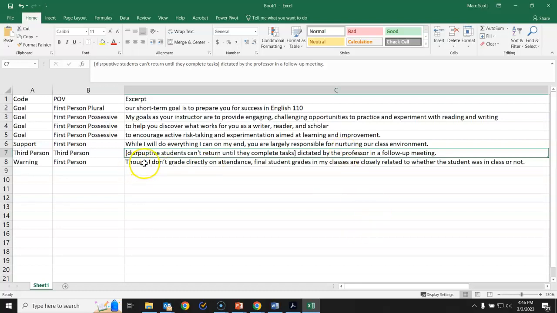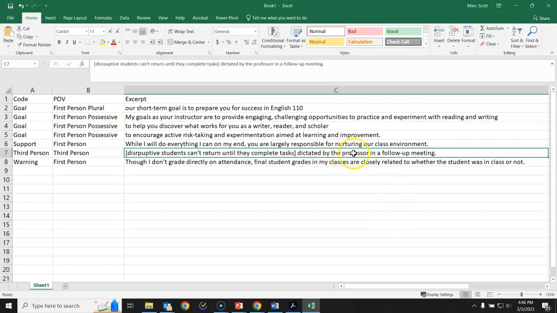And then we have a first person thing. Although I don't grade directly on attendance, final student grades in my class are closely related to whether the student was in class or not. So what I'm saying is that content analysis is really great at taking a look at a pattern, and a pattern that I observed in just taking a look at those first couple pages of that syllabus, is that when the instructor is describing her role in the class and it's a positive thing, the first person pronoun is there. But when it's something that's potentially negative or awkward, then they're doing something else with the pronouns.